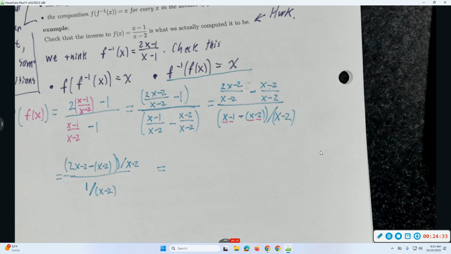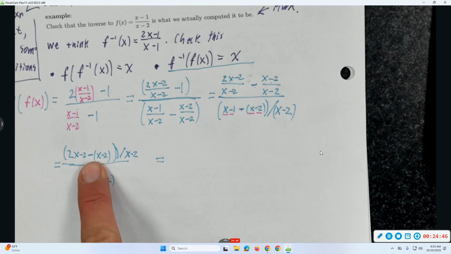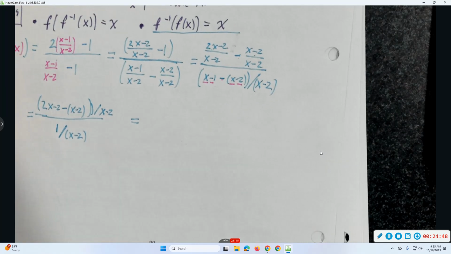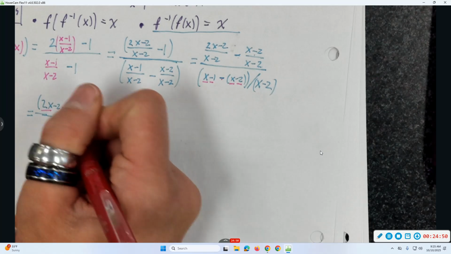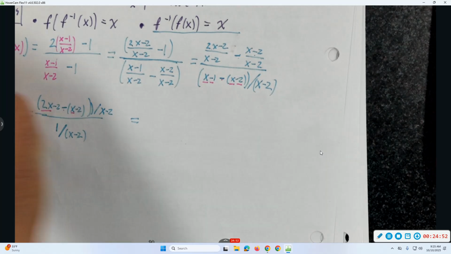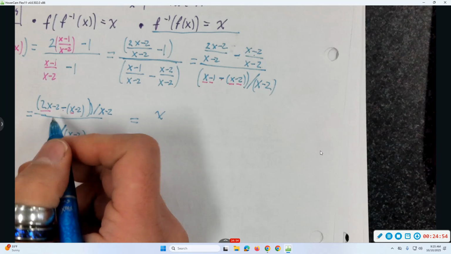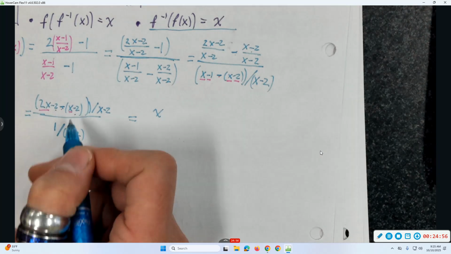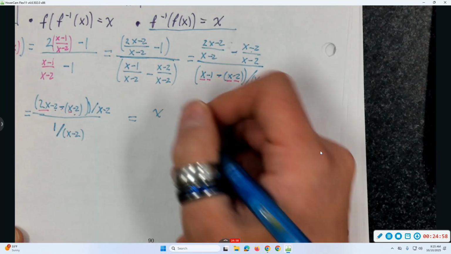Tell me some stuff. If you combine like terms on it, yeah, it's x. Yeah, cool. 2x minus x leaves me with just x. Minus 2 minus minus 2 is 0.